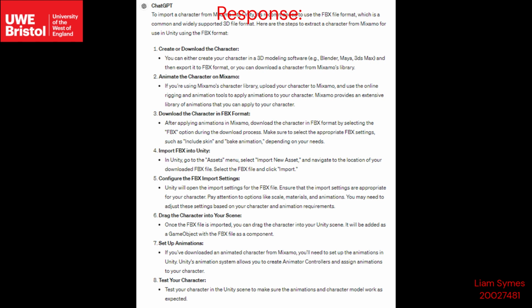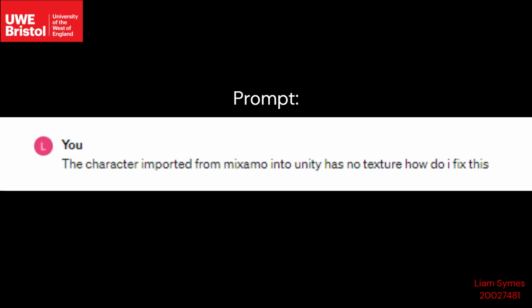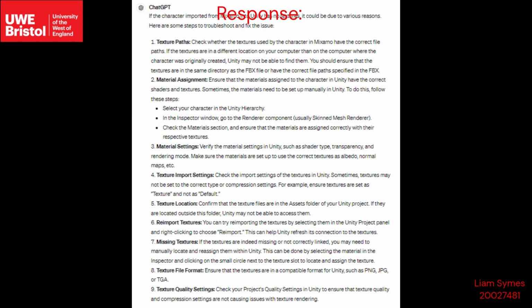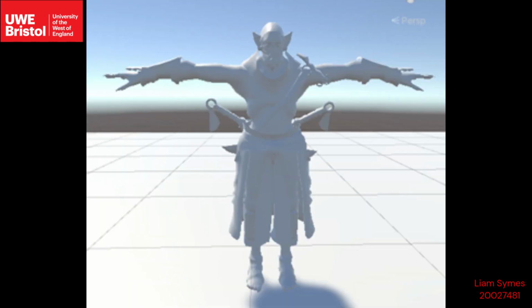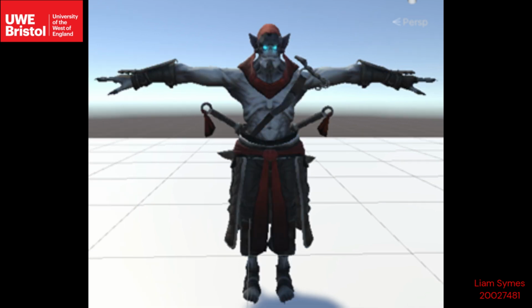In this case, ChatGPT actually managed to fix the bug. The following images will show the character without its textures and the character with its textures after following the instructions from ChatGPT. I followed this same method for each mechanic, and here is everything that ChatGPT managed to program.